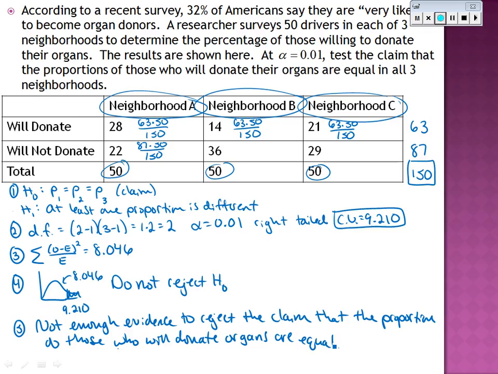So again, when your null hypothesis is the claim, it's all about enough evidence to reject or not enough evidence to reject. We don't get to talk about supporting or not supporting that claim if the claim is in the null hypothesis. So just be careful on that one.